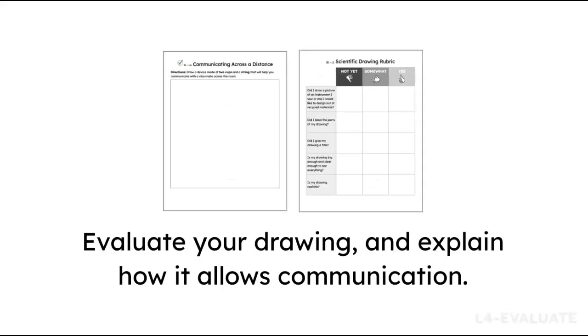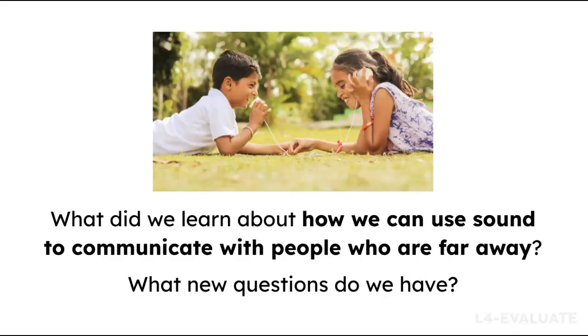For the Evaluate portion, you'll allow students to go back to their drawing on Communicating Across a Distance student journal page. You'll have them use their Scientific Drawing rubric student journal page to evaluate their drawing of how sound traveled through their telephone, from one person to the other. To support student sense-making across the unit, you'll orient students back to the driving question board. Ask, what did we learn about how we can use sound to communicate with people who are far away? And what new questions do we have?